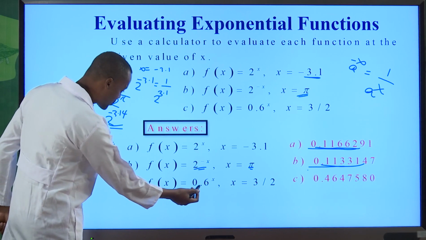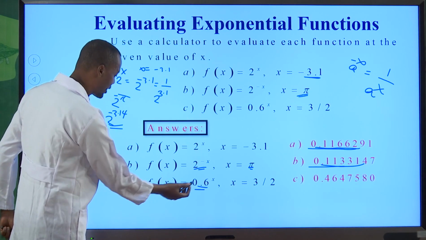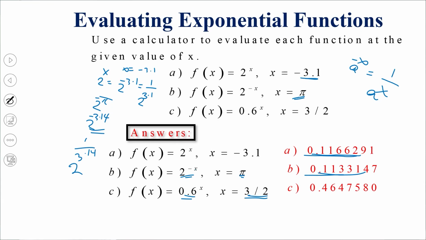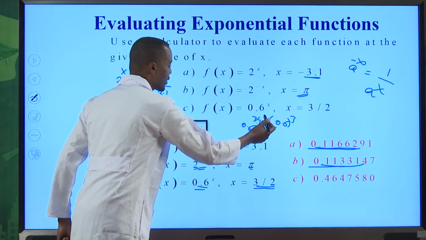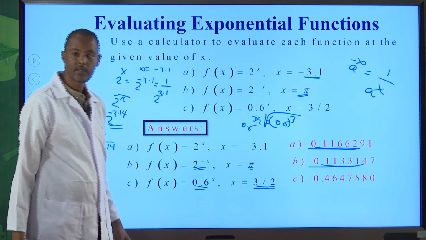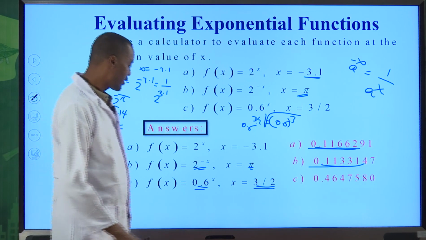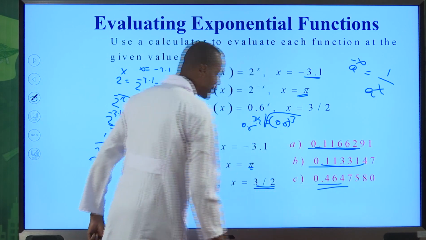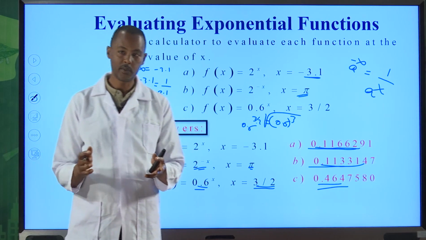On the other hand, when the base is a fraction, for example, 0.6 to the power of x, where x is 3 over 2, that is equivalent to 0.6 to the power of 3 over 2. It means 0.6 to the power 3, and then taking the square root. This is the same as 0.6 cubed, and the power of a half means we are taking the square root. That is the way we evaluate this number. And finally, we get 0.464 if you use your calculator.